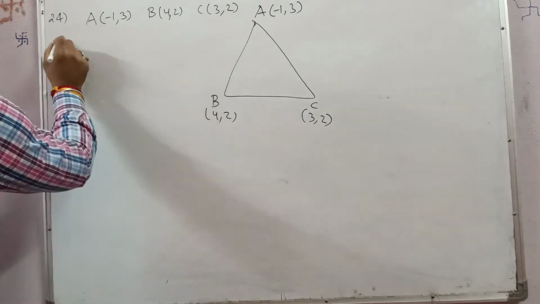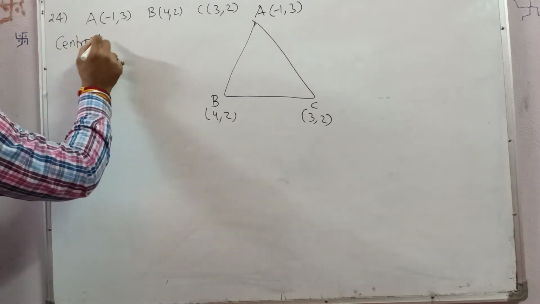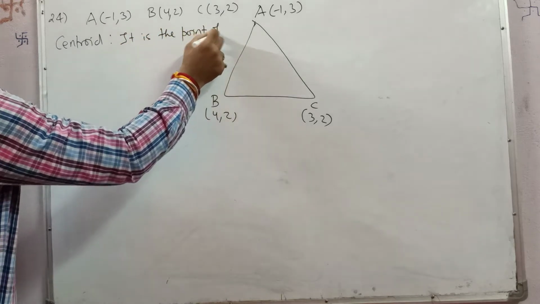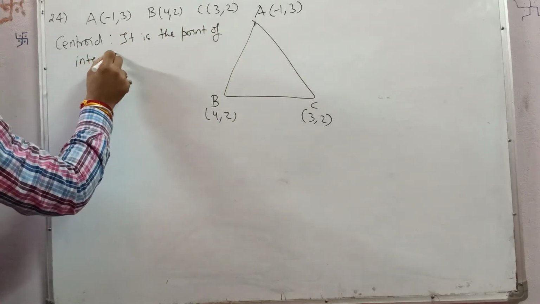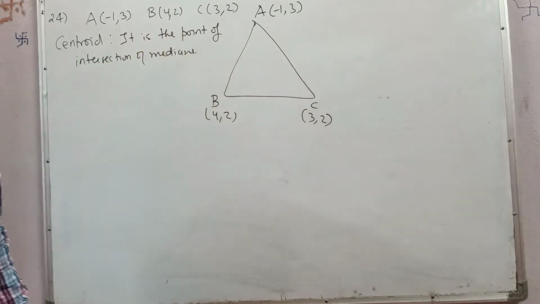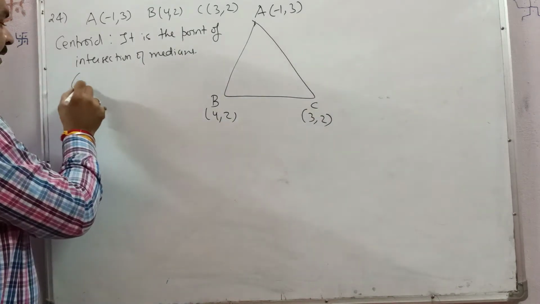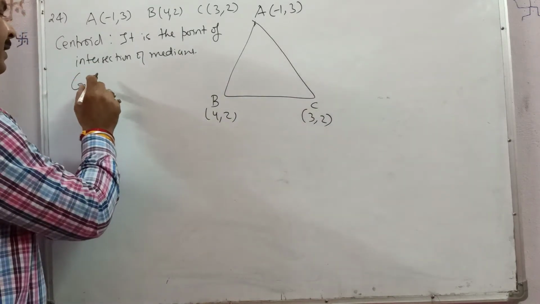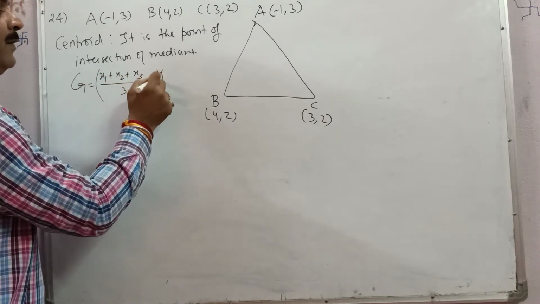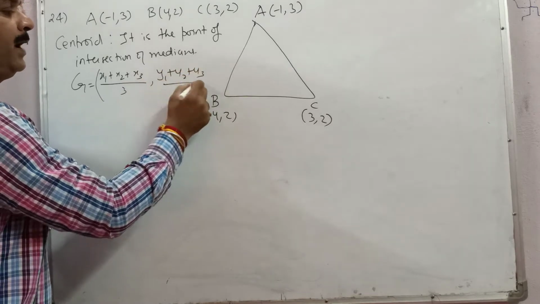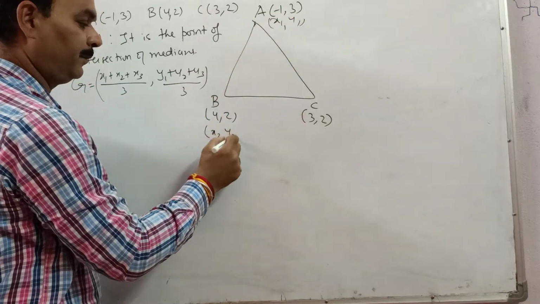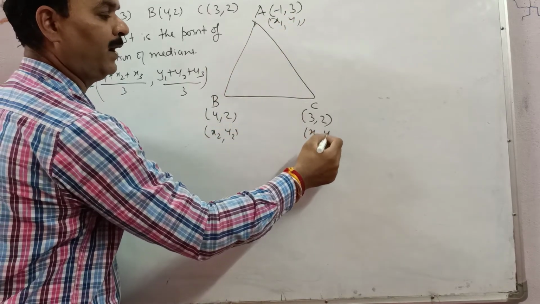Now, what is the centroid? It is the point of intersection of medians. And in the previous chapter, you might have learned that the coordinates of the centroid are given by x1 plus x2 plus x3 by 3, y1 plus y2 plus y3 by 3. Let these be x1 y1, x2 y2 and x3 y3.